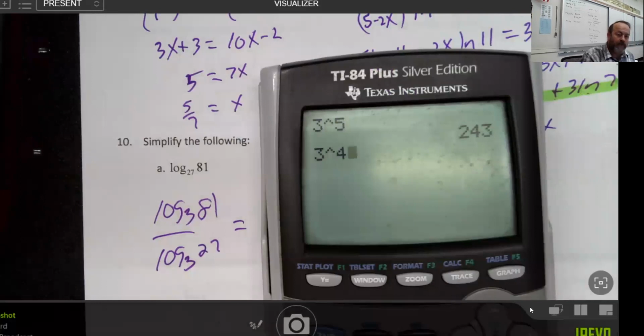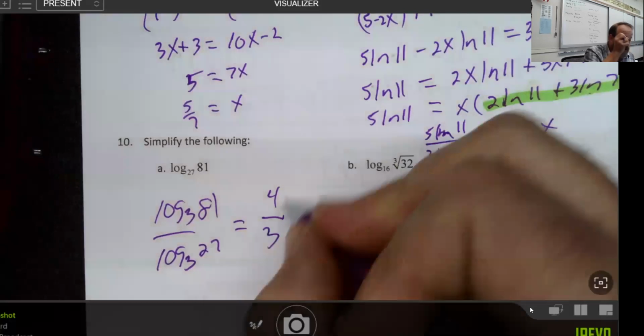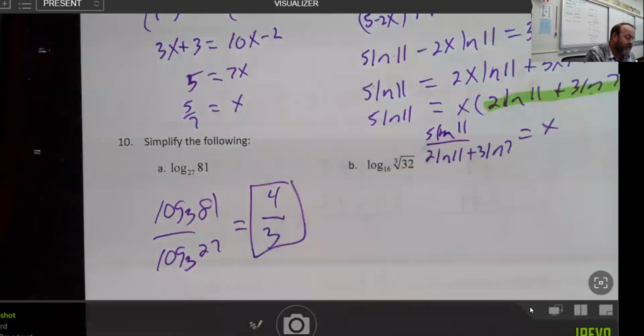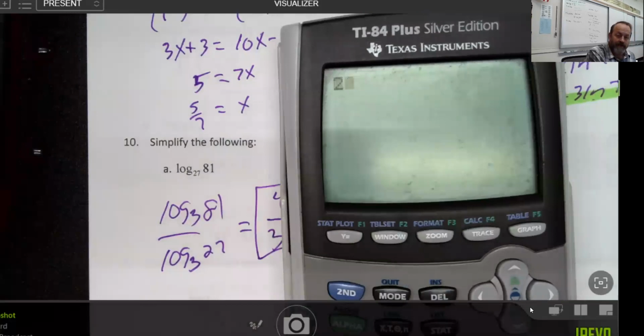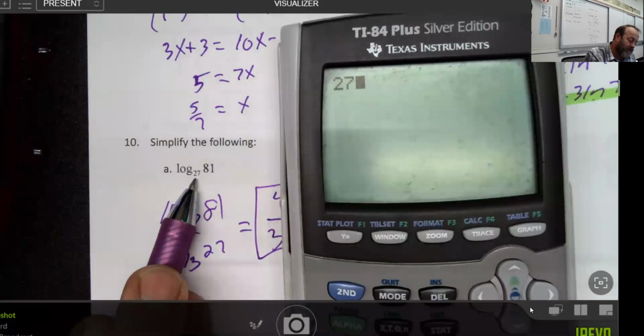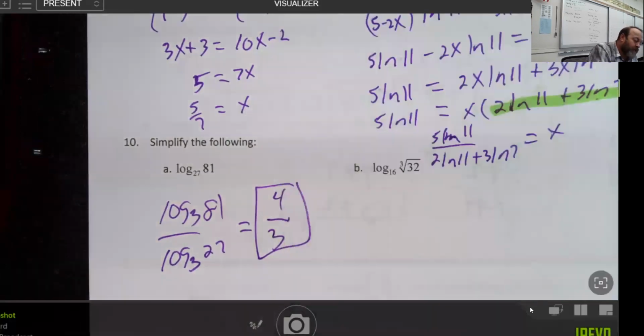And similarly, 3 to what power is 27? That number would be 3, and so we're good. Now, keep in mind, checking our answer, according to our definition, if 4/3 is my answer, I should be able to take 27, the base, and raise it to the 4/3 power, and that should, in fact, give me 81. So that does tell me that I did that problem correct.